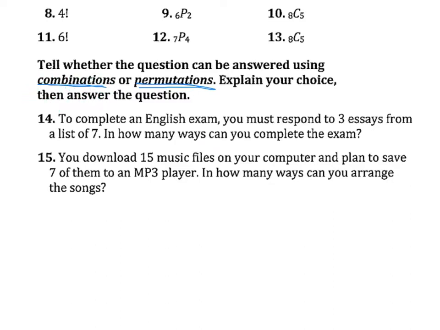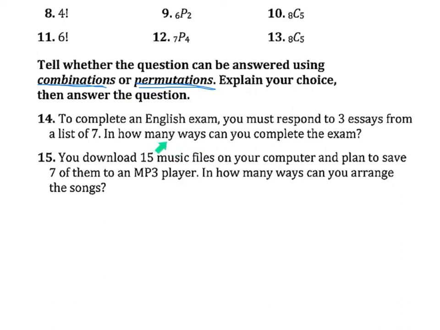For example, you go to a restaurant, they got a whole bunch of side dishes. Well, how many different combinations can I make with 3 different side dishes? Okay. So, number 14. To complete an English exam, you must respond to 3 essays from a list of 7. How many ways can you complete the exam? Okay. So there's 7 total essays. You can pick any 3. How many different ways could you do that?